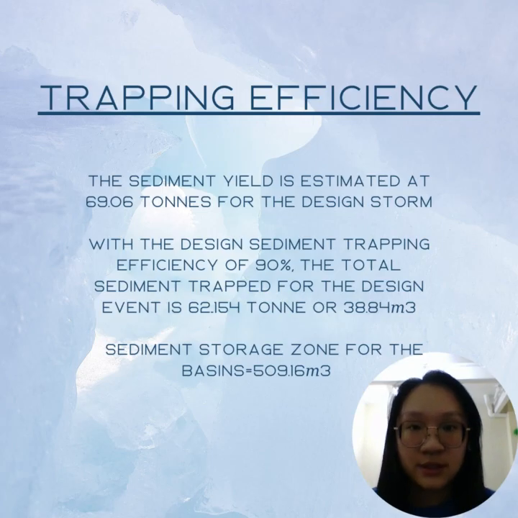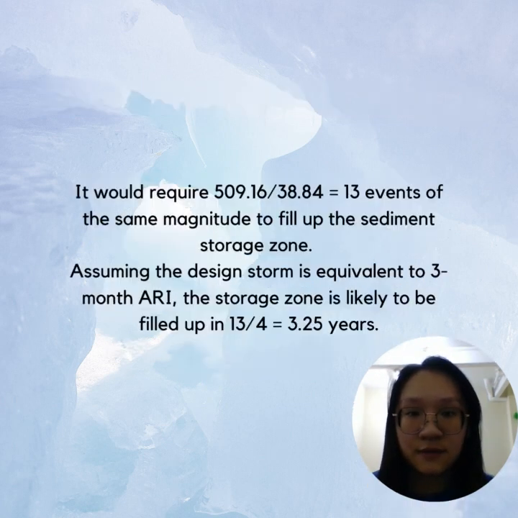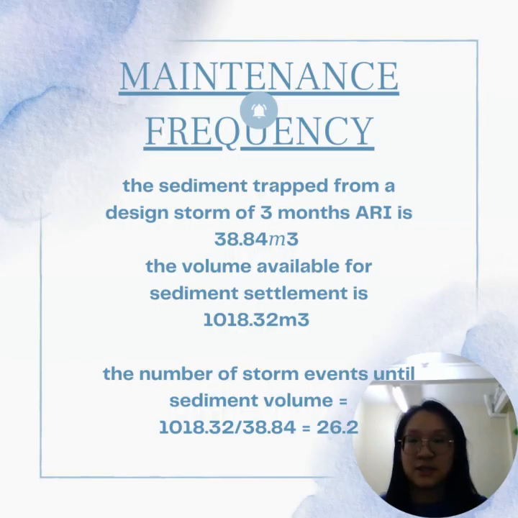For trap efficiency, the sediment yield is estimated at 69.06 tons for the design storm. With the design sediment trapping efficiency of 90%, the total sediment trapped for the design event is 38.84 cubic meters, while the sediment storage zone for the basin is equal to 509.16 cubic meters. So it would require 13 events of the same magnitude to fill up the sediment storage zone. Assuming the design storm is equivalent to 3 months ARI, the storage zone is likely to be filled up in 3.25 years.